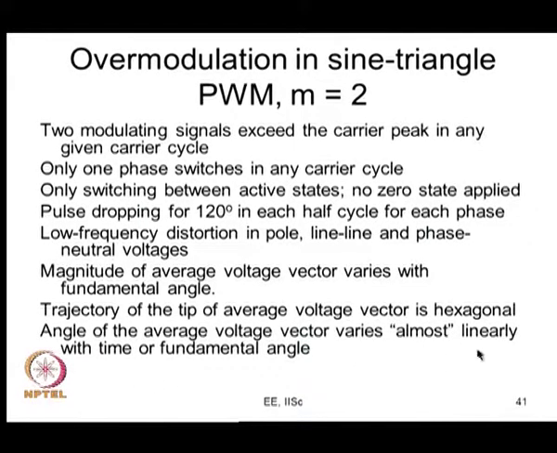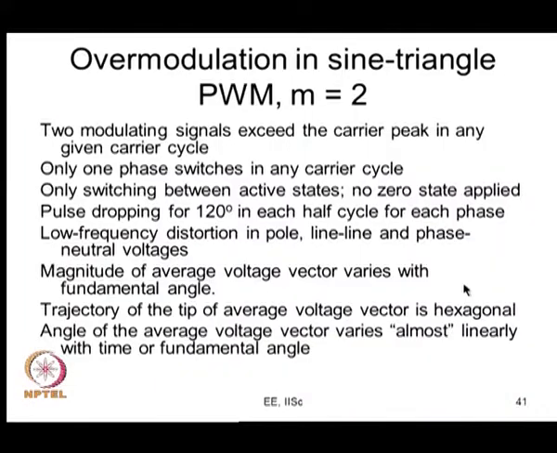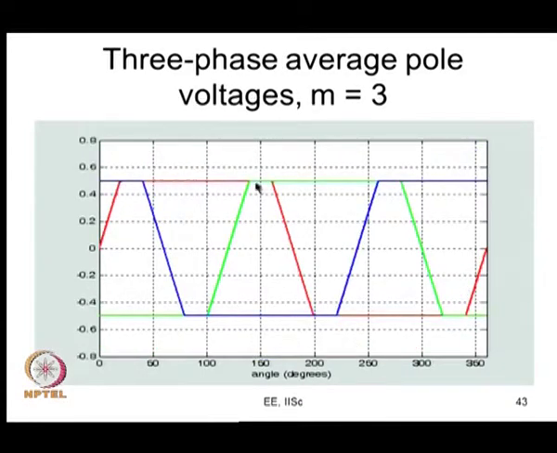So, when you go beyond this, this would start changing now. If you look at m equal to 3, it has crossed the carrier peak here itself and goes well above that. So, it is a very short interval that it is within the carrier peak. Here again it is for a short interval. So, R phase will switch here, will switch here, R phase will not switch between this. Again it will switch here and it will switch here, it will not switch in this interval. So, your pole voltages would look like this.